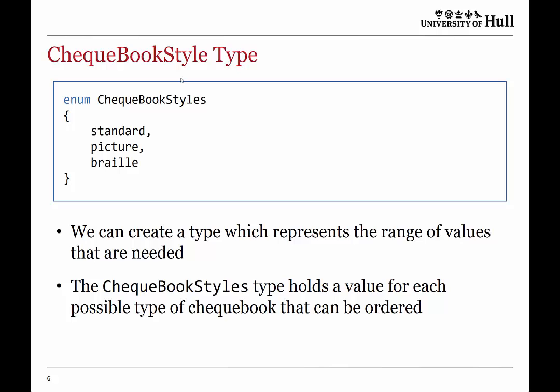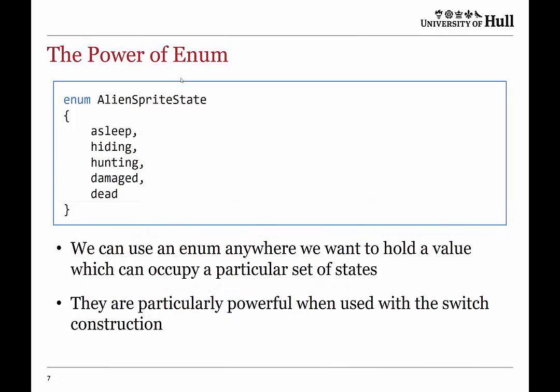And so having made the variable, there you go, there's my alien sprite. I can then pick the values that the variable can have from a list: asleep, hiding, hunting, damaged, or dead.